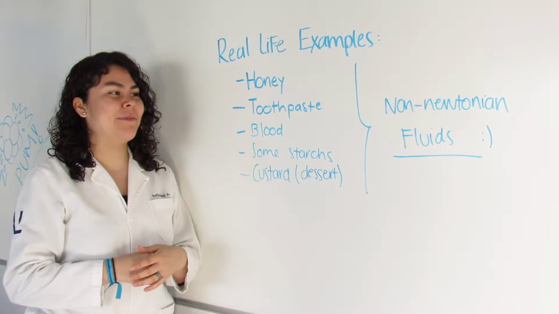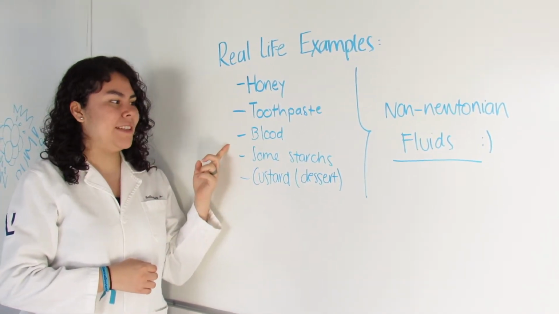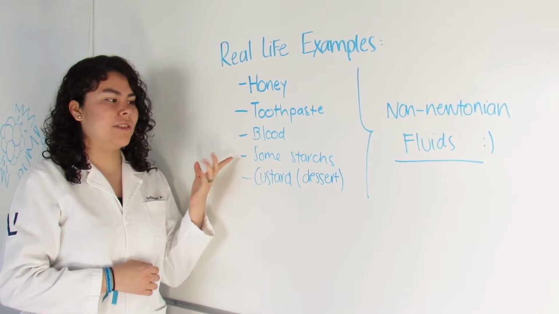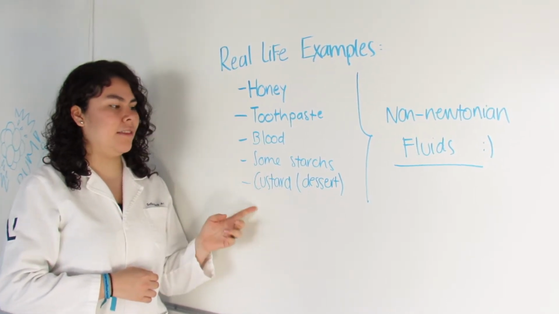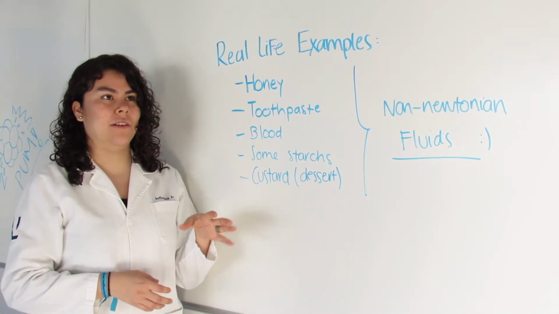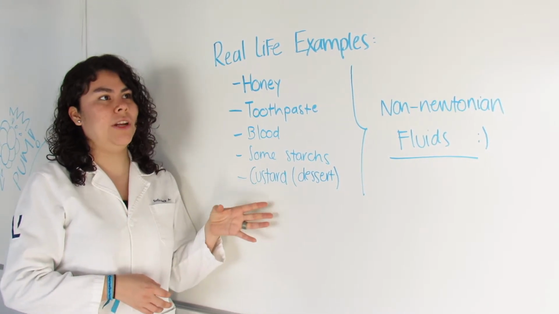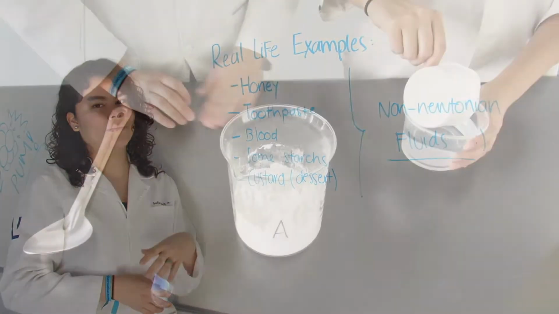Some real-life examples of non-Newtonian fluids are honey, toothpaste, blood, some starch solutions, and custard. And it's a dessert based on cream and milk, and it's cooked with egg yolk.